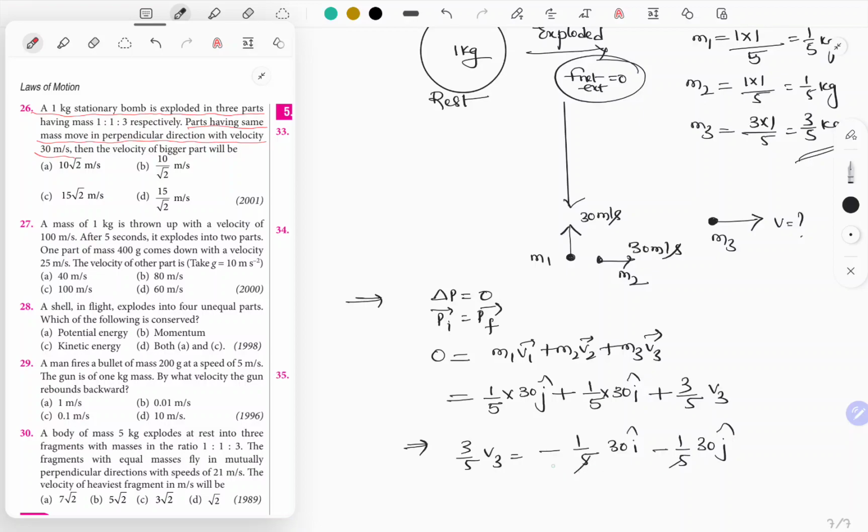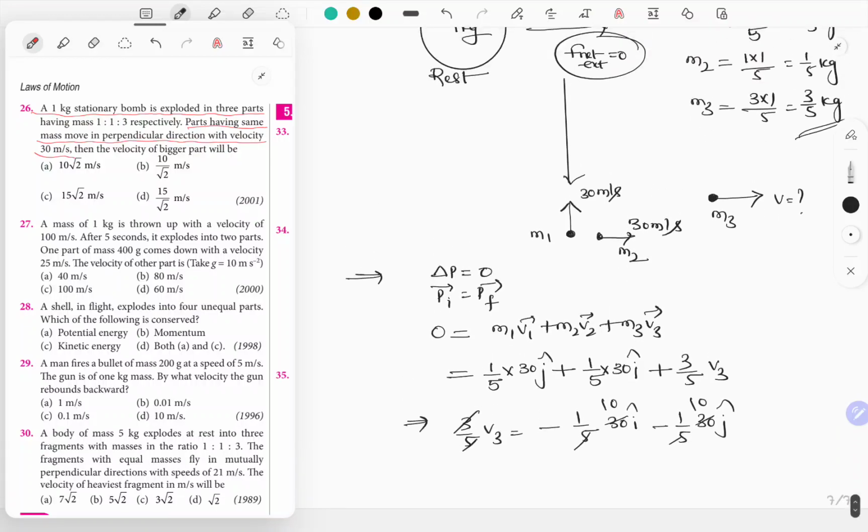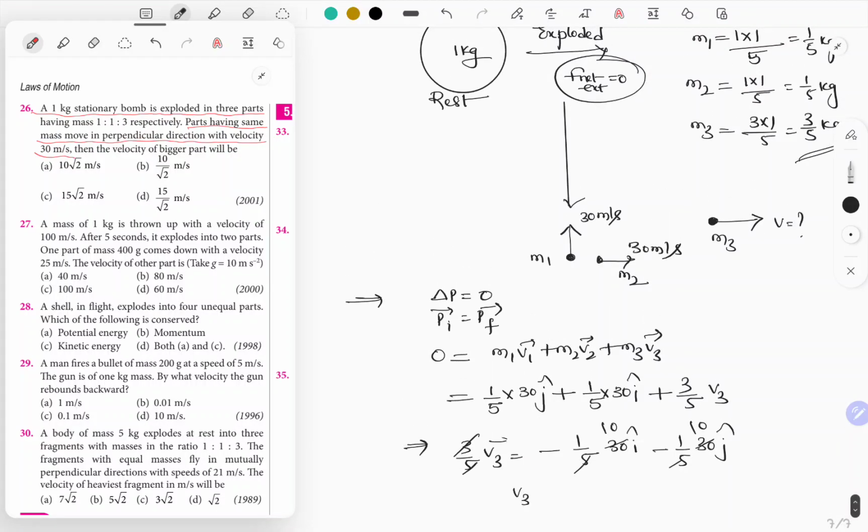So 5 will get cancelled, 30 by 3 is 10. We need the magnitude of the velocity of the third particle. Magnitude of velocity is equal to root of 10 square plus 10 square. It is going to be 10 root 2. This is the answer. Which option is matching? Option A is the correct answer.